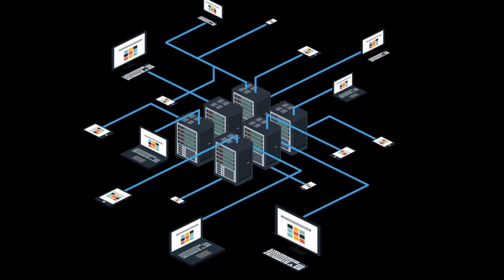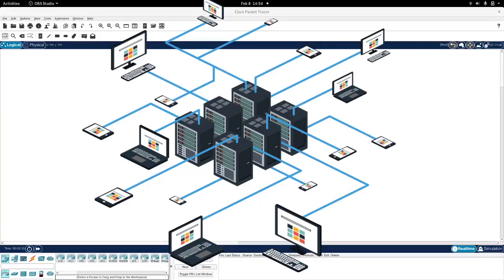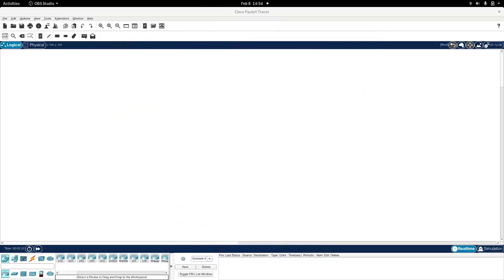In today's video, we're going to be configuring a router, a switch, and at least 3 hosts. And we're going to add these all together into a network. We're going to use Packet Tracer. So if you have Packet Tracer, you can follow along.